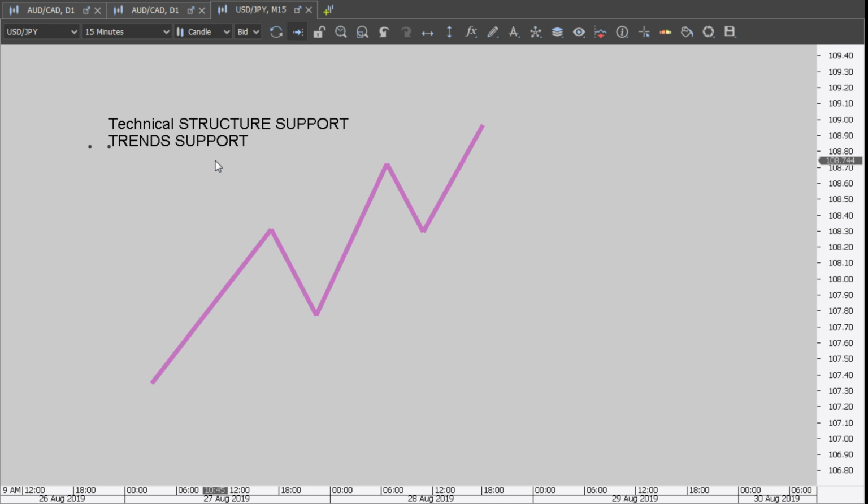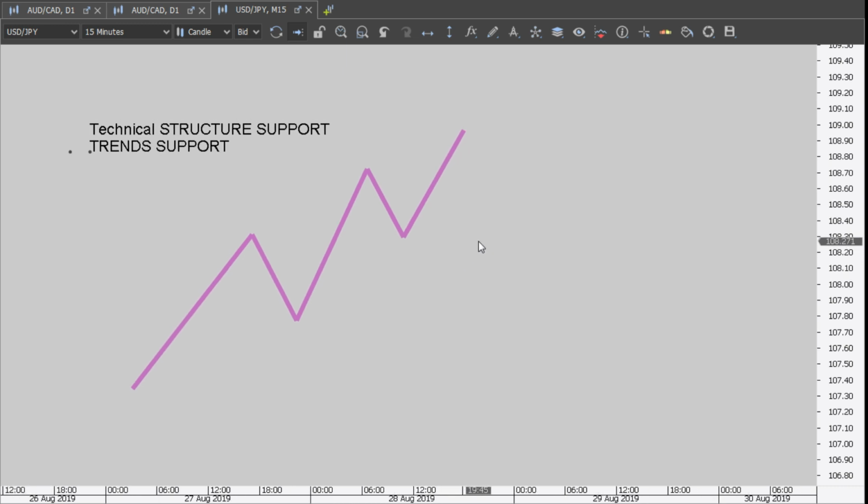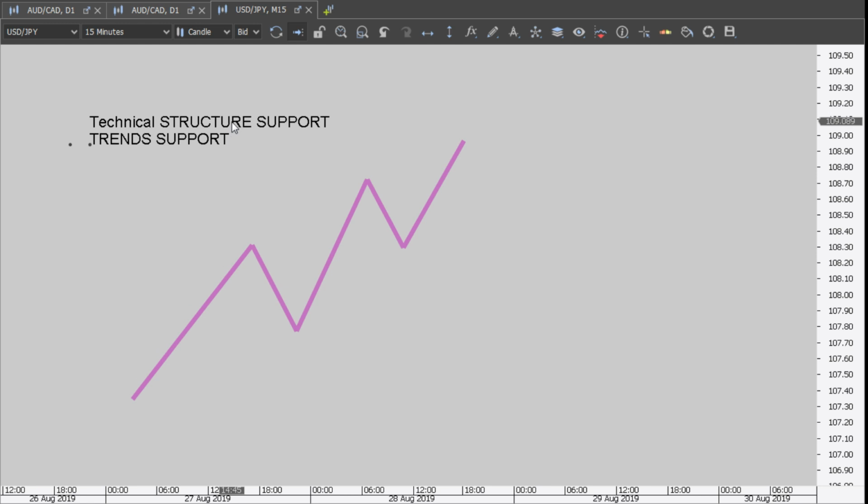So we have technical structure support and we have trend support, everybody. And I'm sorry, my friend, some of you are typing in Russian. I cannot see, I mean, I don't understand your questions or what you are saying.